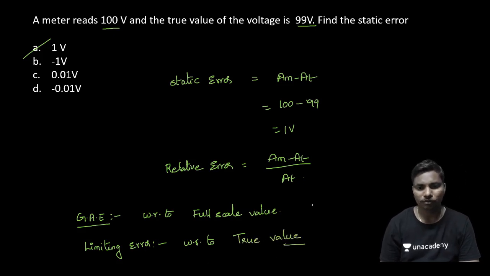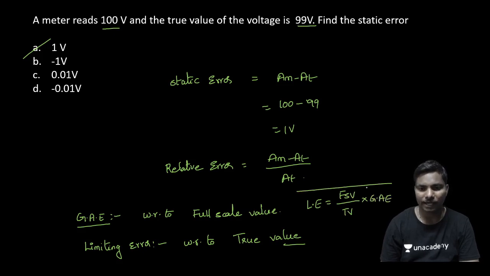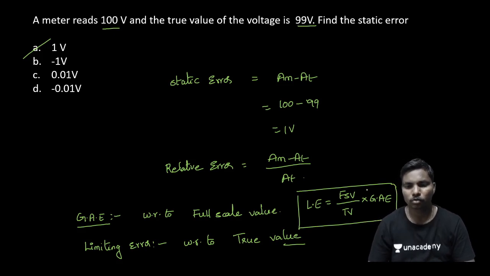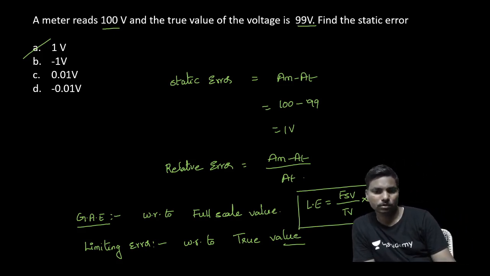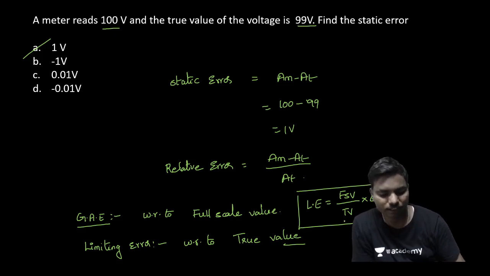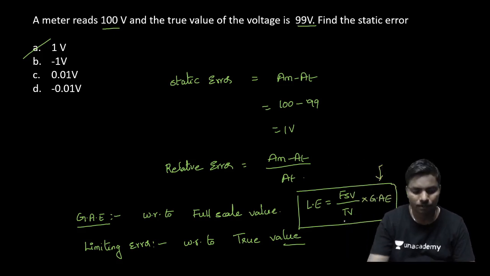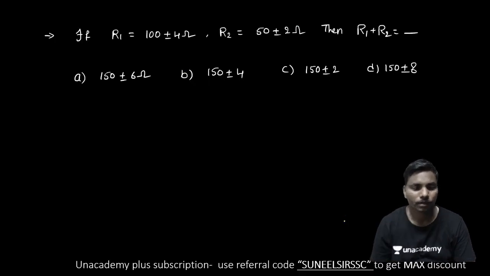Okay. So if they are asking limiting error, it is nothing but full scale value by true value into guaranteed accuracy error. So if they have given guaranteed accuracy error, we have to take full scale value by true value into guaranteed accuracy error. Okay, so note down. Very, very important points, guys. Okay, in most of the examinations, these will be repeated. Coming to the next question.